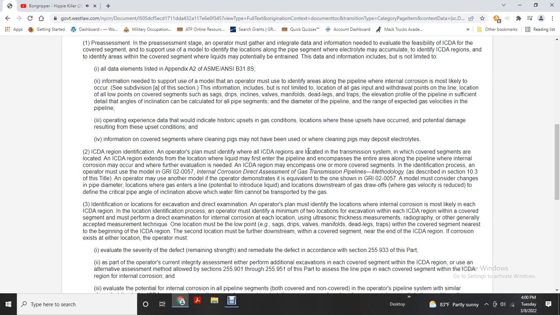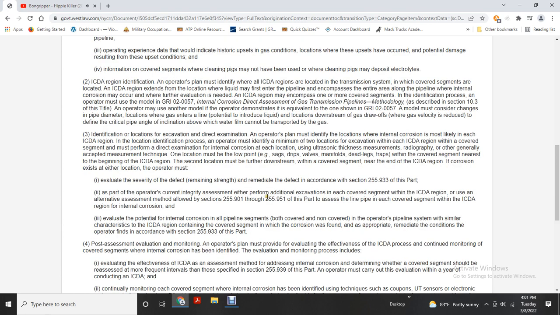In the identification process, the operator must use the model in GRI 02-0057, Internal Corrosion Direct Assessment of Gas Transmission Pipelines Methodology, described in section 10.3 of that document. The operator may use another model if the operator demonstrates it is equivalent to the one shown in GRI 02-0057. The model considers the pipe diameter, location, gas flow on the pipelines, potential liquid introduction locations downstream, and drop-off where gas velocity is reduced, to define the critical pipe angle. The inclination above which the water film cannot be transported by gas.